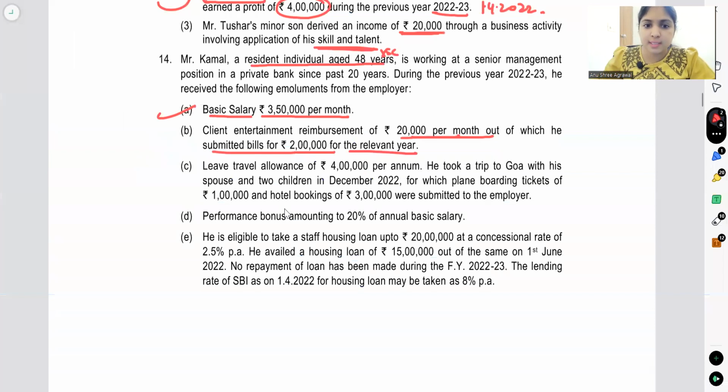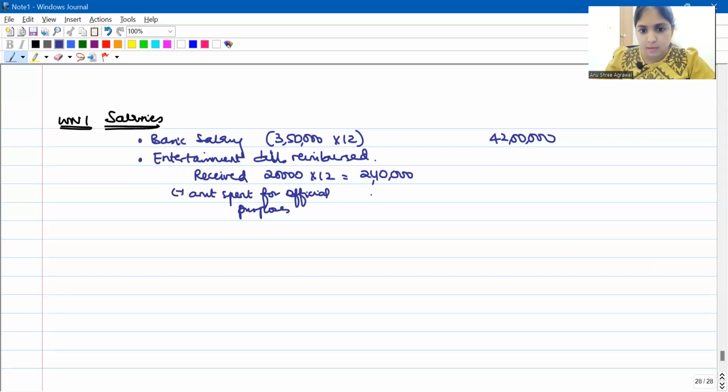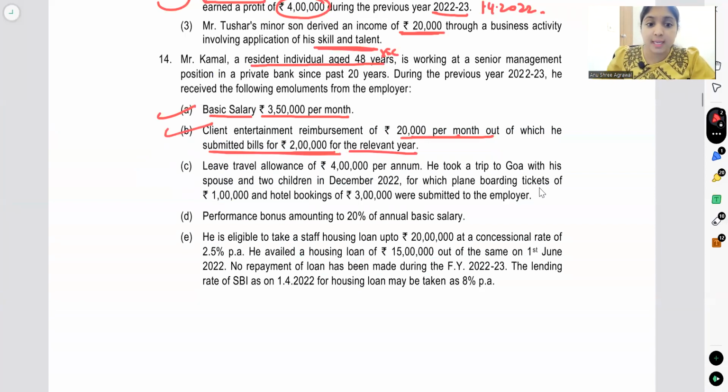The question says he submitted bills for 2 lakhs. So the amount spent for official purposes is 2 lakhs. So the balance, 40,000, is going to be taxable. Simple adjustment. Then leave travel allowance, 4 lakh per annum.